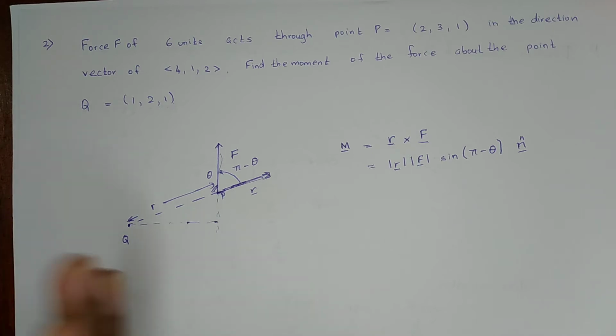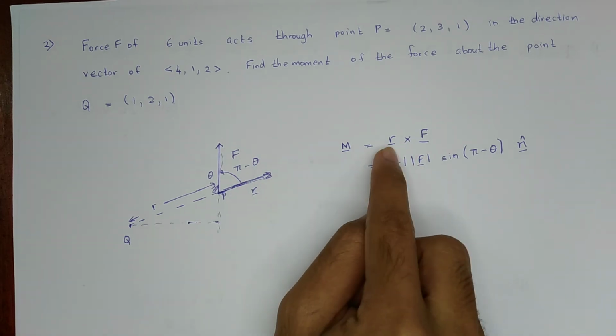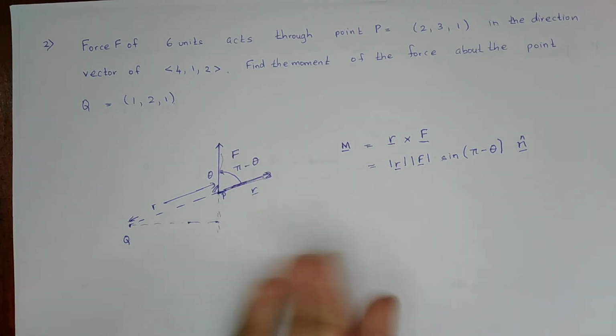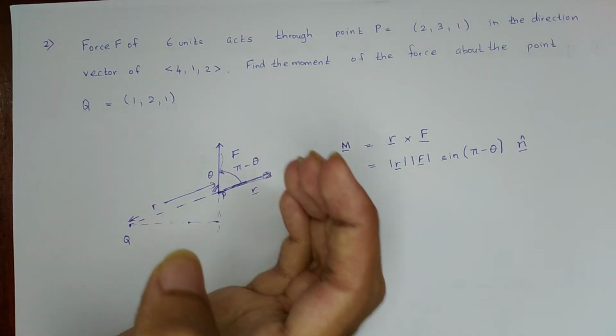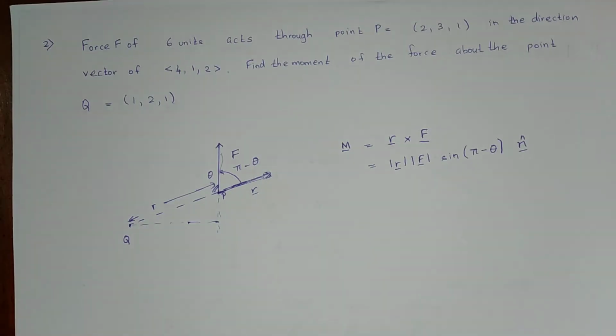So this is a simple method. You need to use your right hand and move it from your R vector to F, because we start with the R vector, so we need to use the R vector first. After that, we are going to move it to the F vector. This is a simple notation you need to know when you are doing the cross product.